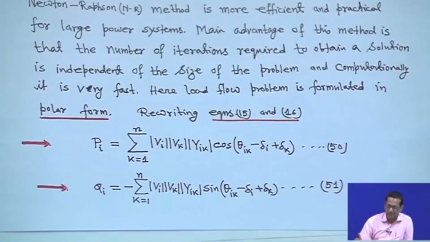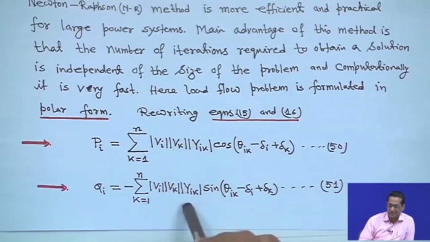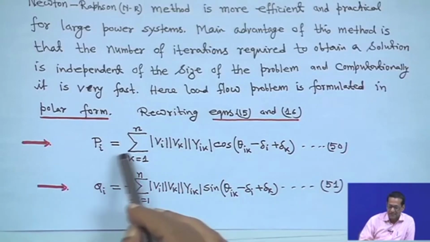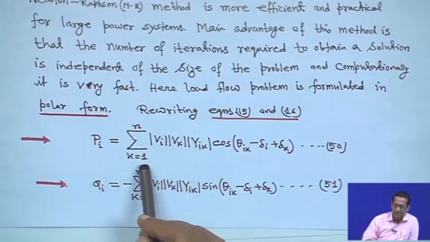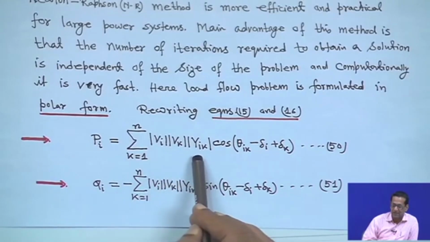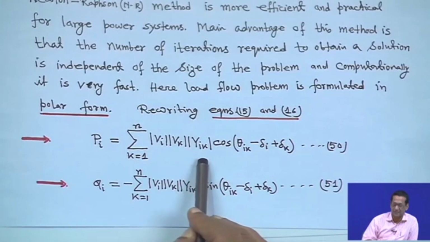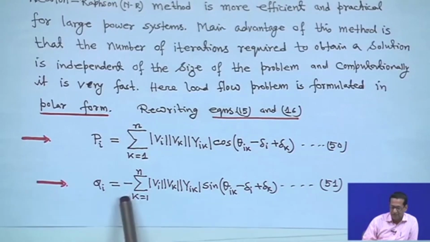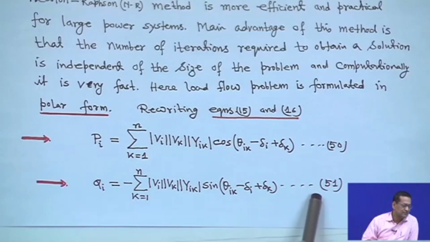So, what we are doing now is rewriting equations 15 and 16, the same equations, but numbering them again as 50 and 51 here, right. So, P_i is equal to the injected power at bus i, as we derived earlier: P_i = sum over k = 1 to n of |V_i||V_k||Y_ik| cos(θ_ik − δ_i + δ_k). Hence onward I will not utter magnitude, because these are all magnitudes. And Q_i = −sum over k = 1 to n of |V_i||V_k||Y_ik| sin(θ_ik − δ_i + δ_k). This is equation 51, right.